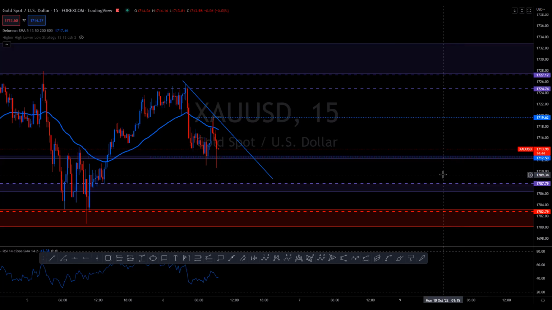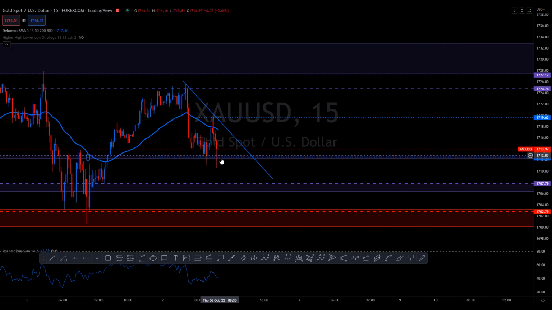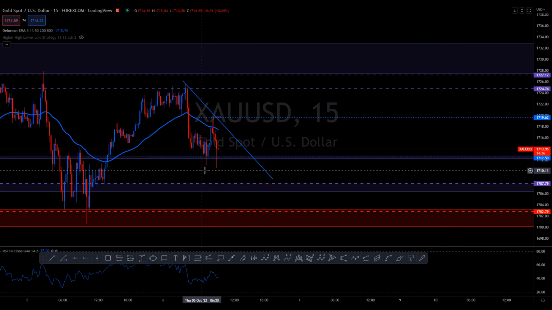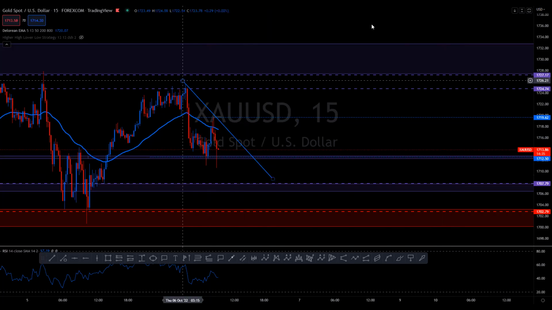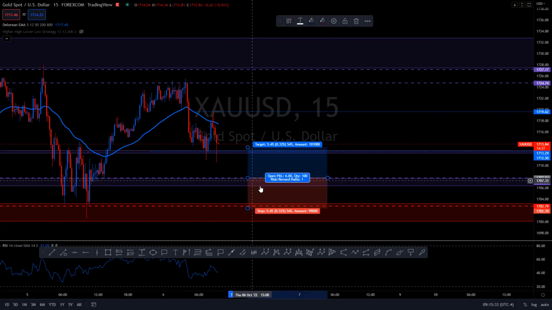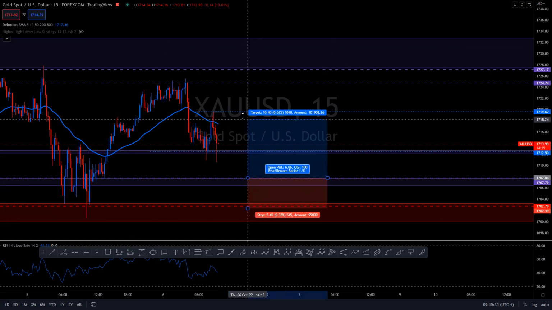All right, so the 9:15 candle has closed. I'm thinking that price, this is my plan. I want to put my risk to reward tool down here. I'm going to go for the buy.